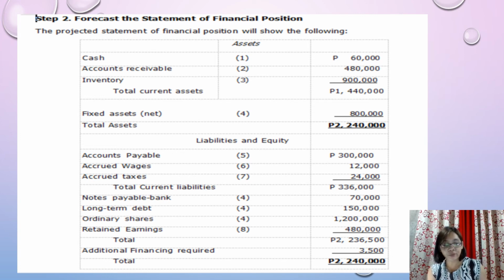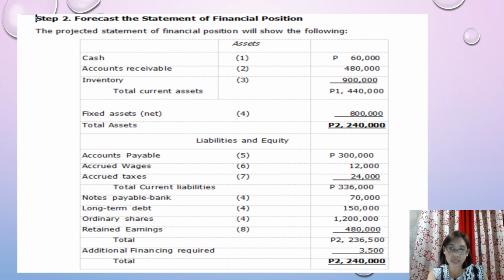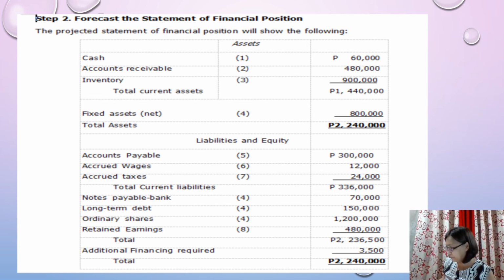Pero yung other expenses po, hindi na po kasama, including po yung sa ordinary shares. Okay? Then, paano naman po nakuha yung return earnings? Yung 480,000 na yan. Paano po nakuha yung return earnings na 480,000? Saan po yan nanggaling? Yung return earnings ng 480,000.